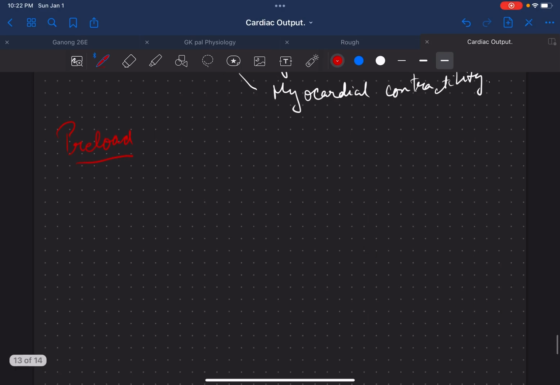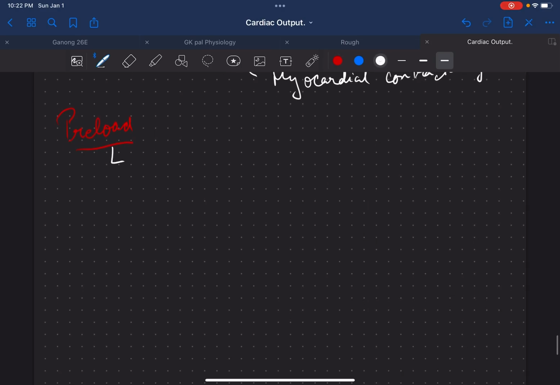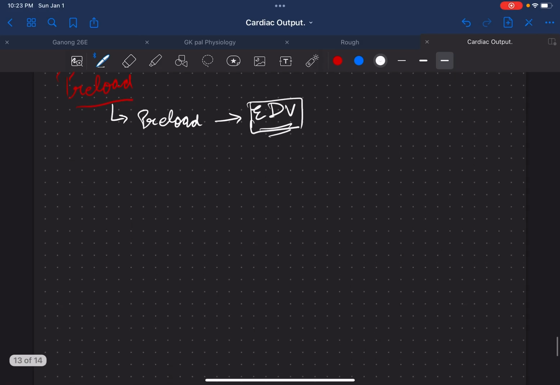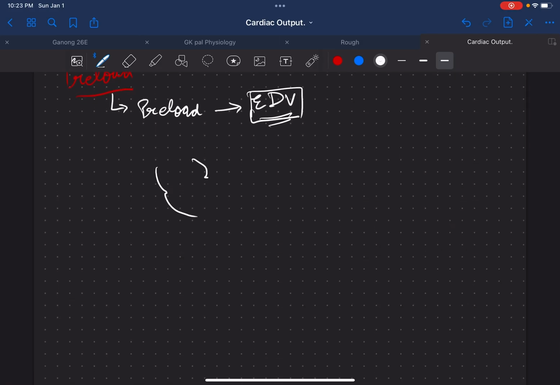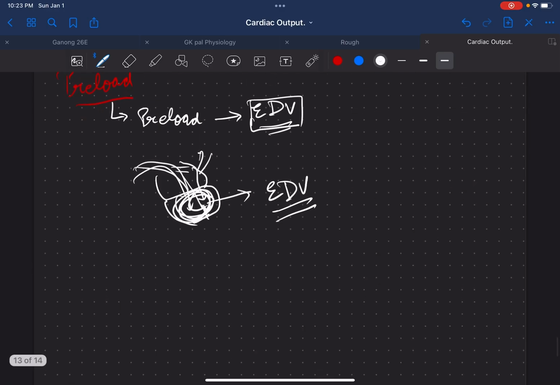What is preload? Preload is basically the measure of EDV, end diastolic volume of the heart. Suppose this is my heart. So at the end of diastole, how much blood is being poured into my heart? That is my end diastolic volume. I have explained it in detail in my previous video. So preload is basically my end diastolic volume.